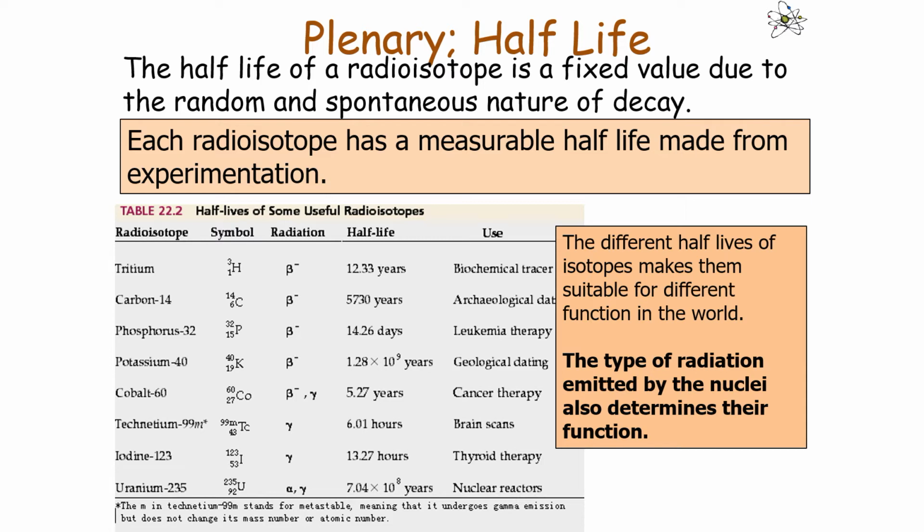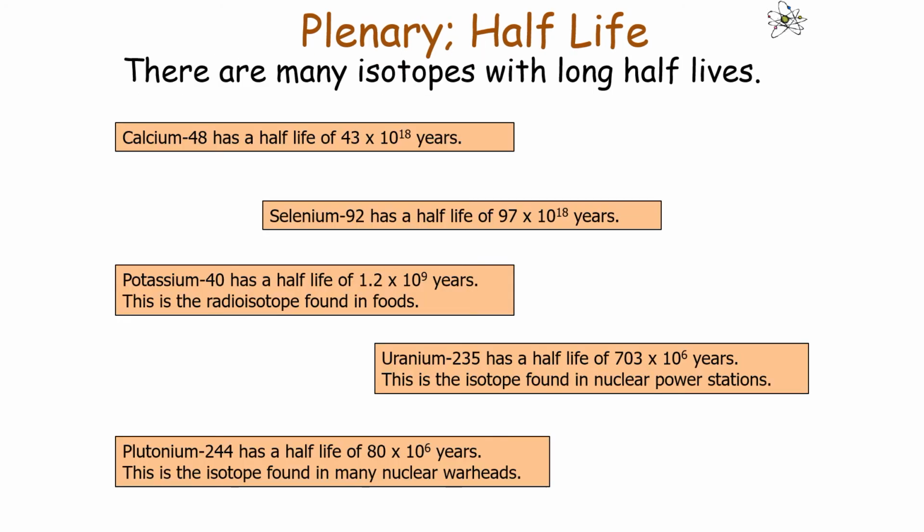And in addition, the type of radiation can be a factor. So for example, in brain scans, in cancer therapy, in thyroid therapy, it's very important that the emission from the unstable nuclei is gamma radiation, as that's the only type of radiation that can get into and out of a human body. Now there are many isotopes with long half-lives in our universe.